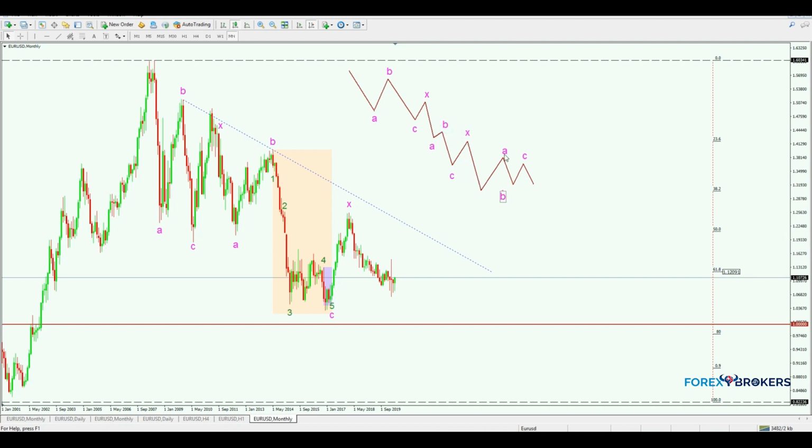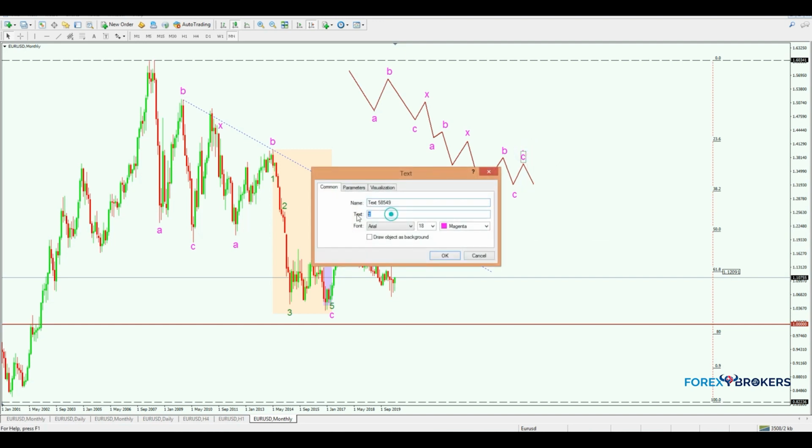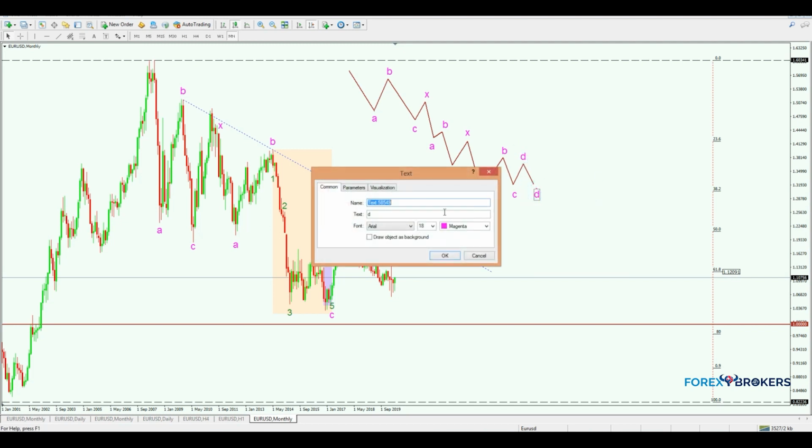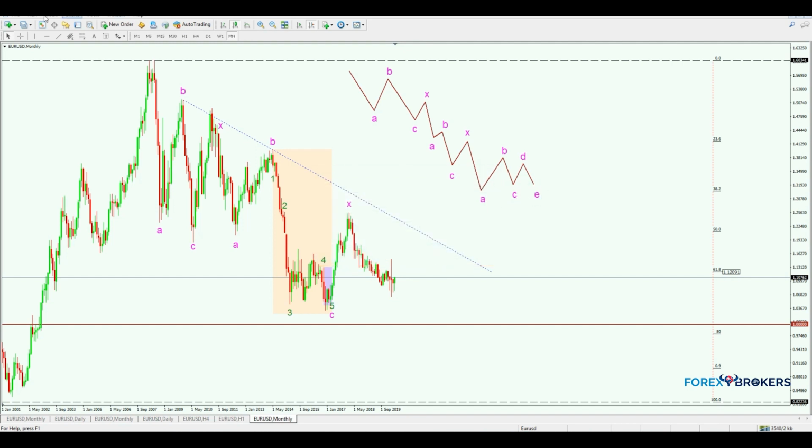It is not like in the case of double combinations, where the triangle plays an important role, saying if the pattern is fully reversible or not. In this case, this is just a triangle, A, B, C, D, E, and it marks the end of the triple combination.